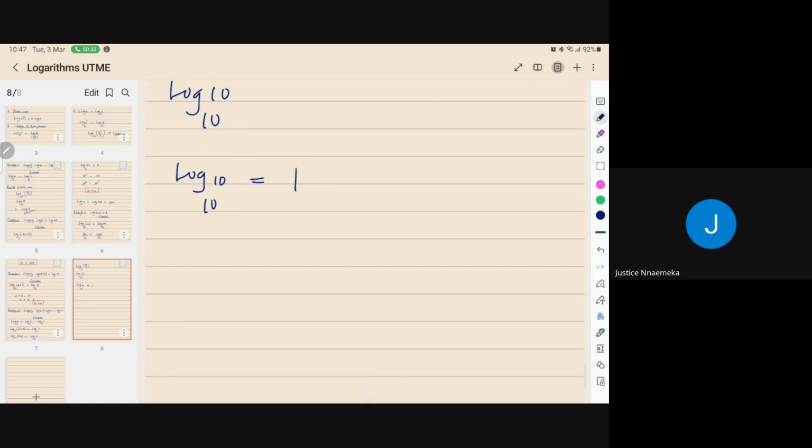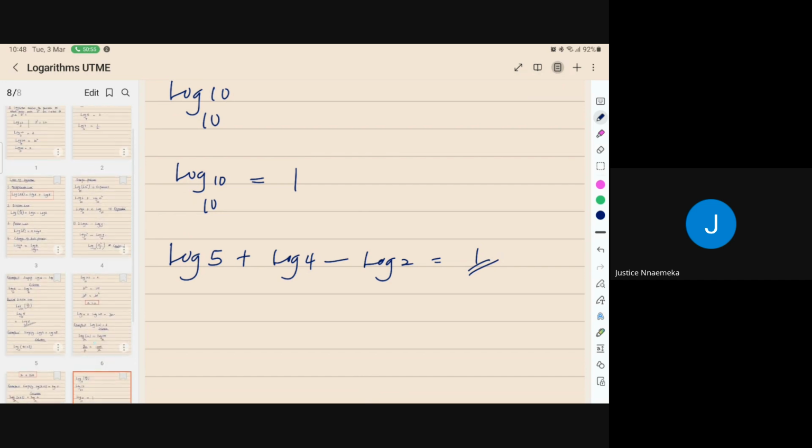10 raised to the power what gives us 10? That will give us 1. 10 raised to the power 1 is 10. So therefore, log 5 plus log 4 minus log 2 is actually equal to 1, because log of the same base will give you 1, right?